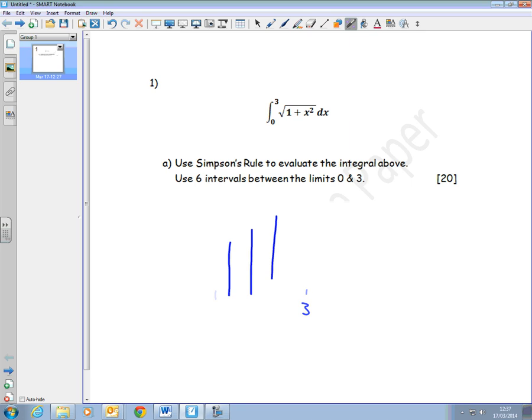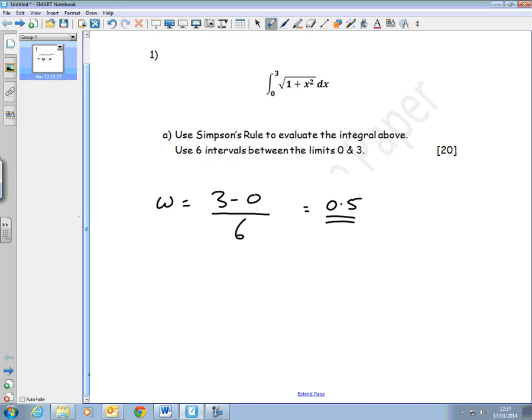So all I do is I take my interval to get the width, so let's call W the width. So that equals the width interval altogether, which is 3 minus 0 in this case, divided by the number of intervals, which is 6. So 3 minus 0 is 3, over 6 is a half. So the width is 0.5.